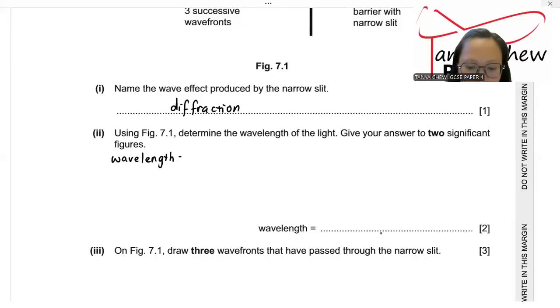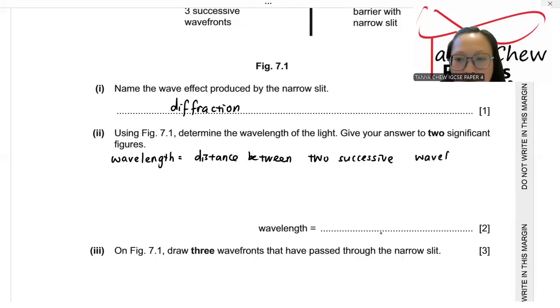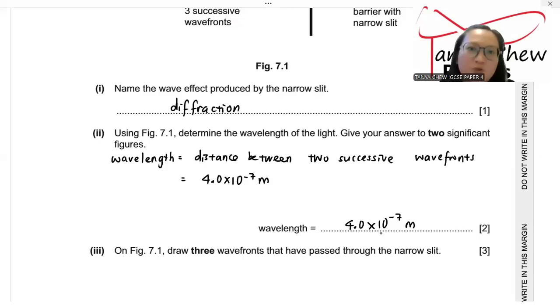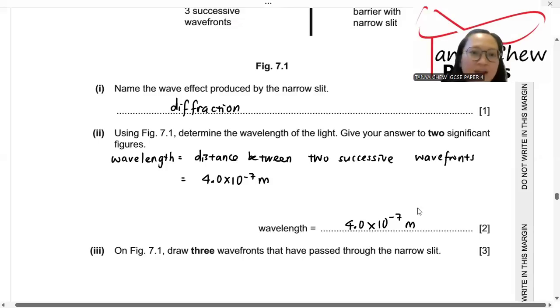Wavelength is equal to distance between two successive wavefronts. Remember that, right? So if you measure differently, it doesn't matter. It doesn't matter. So I measure 4.0 times 10 to the power negative 7 meter, right? Okay, 4.0 times 10 to the power negative 7 meter. So you need to print out in full size, actual size, then only you do your measurement. That would be most accurate.